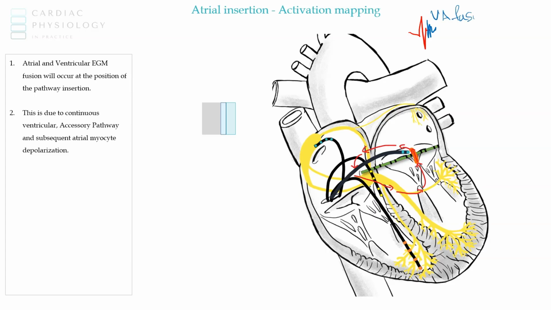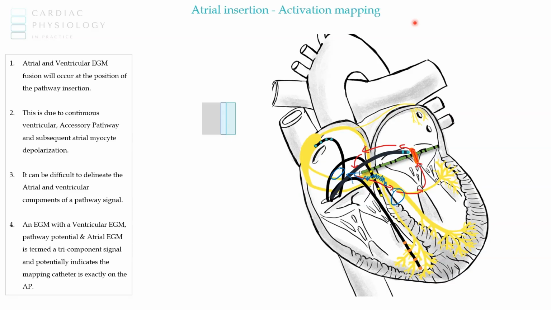And this is unique to accessory pathways. This doesn't happen at the AV node because remember the AV node has all this delay. So there's a big delay between V depolarization and A depolarization, so you get VA separation during AV nodal conduction. It can be difficult to delineate what is actually ventricular signal and what is actually atrial signal sometimes when mapping AVRT.